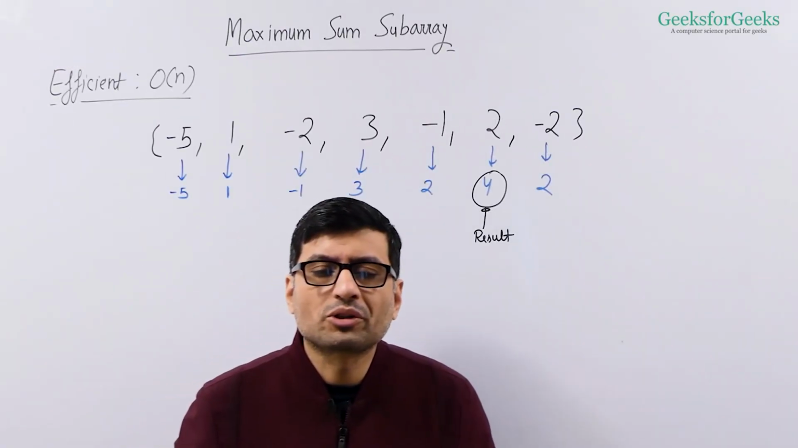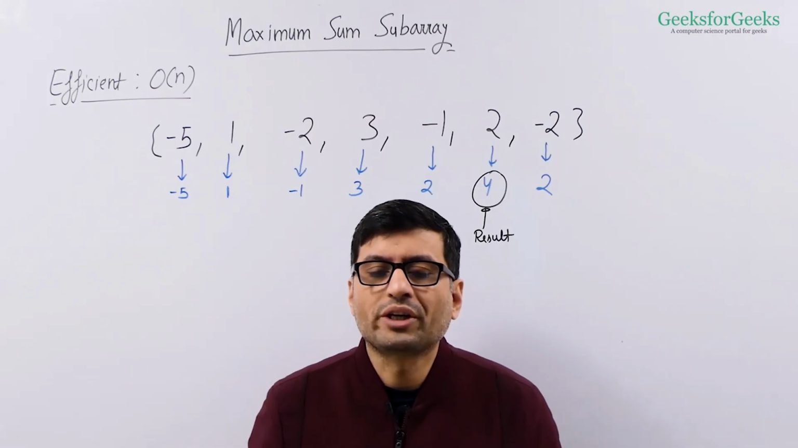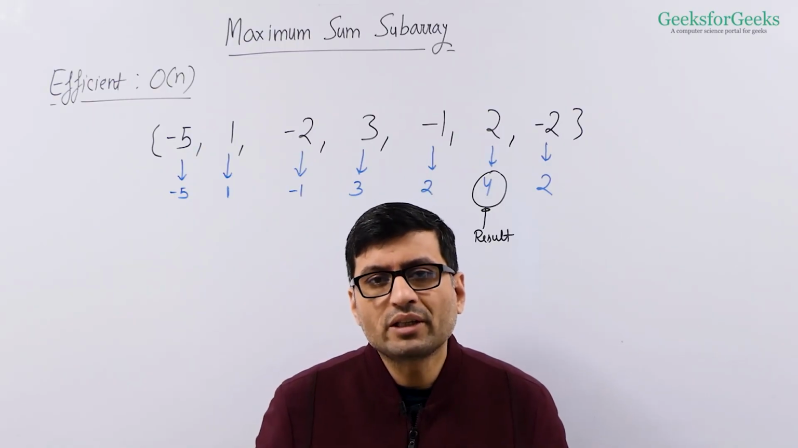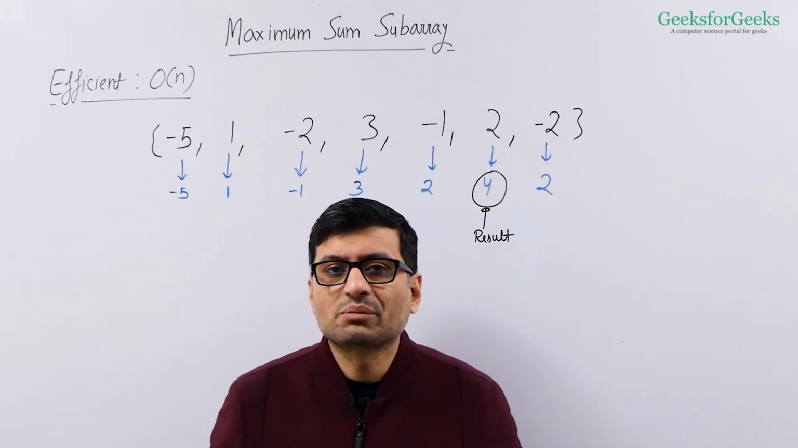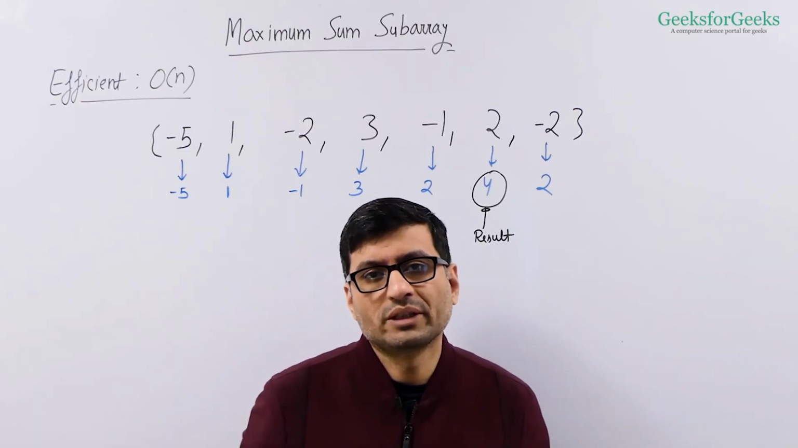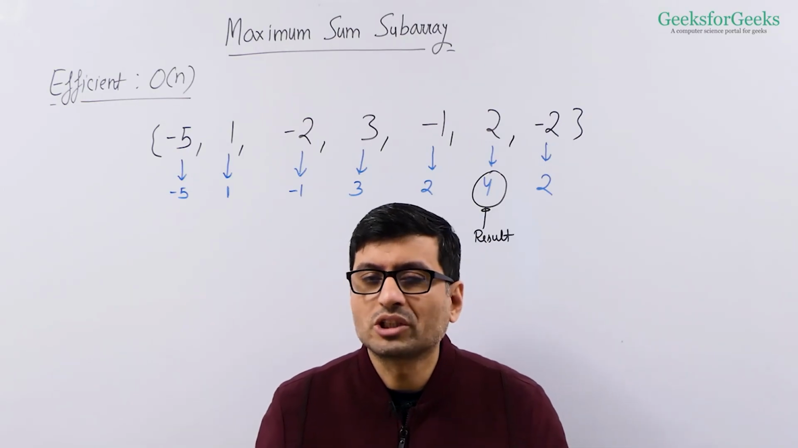Let us now talk about the efficient solution. In this solution also, we traverse the array from left to right. And for every element, we find out maximum sum of a subarray that must end with this element. And our overall result is going to be maximum of all these values.